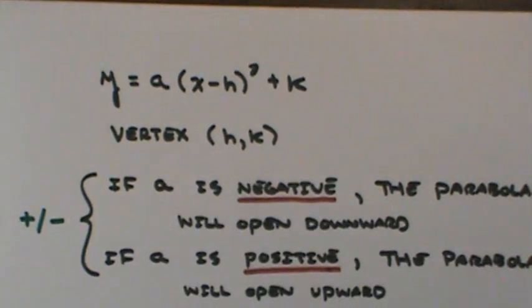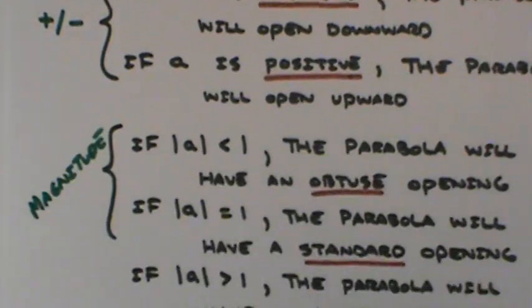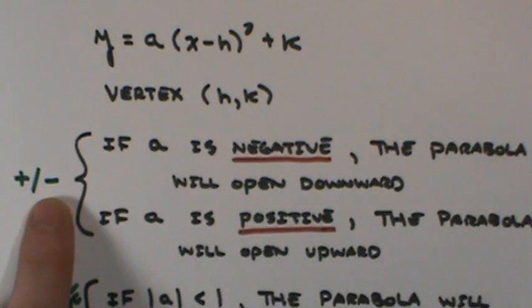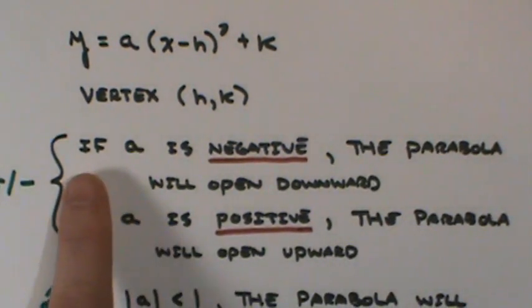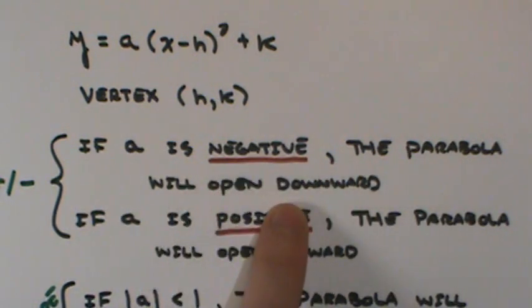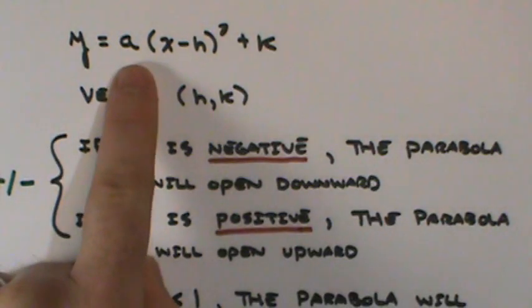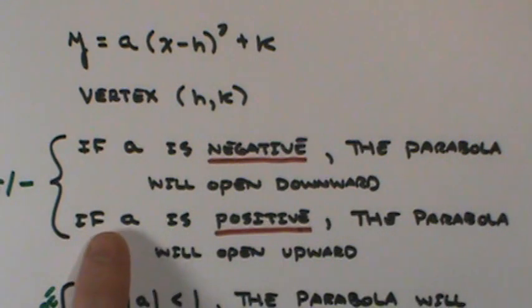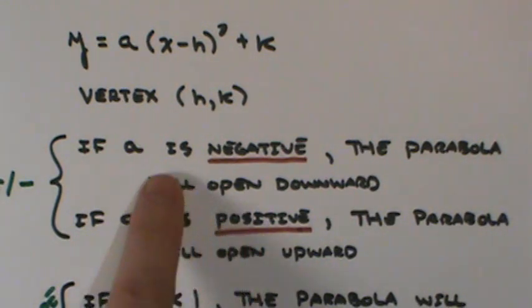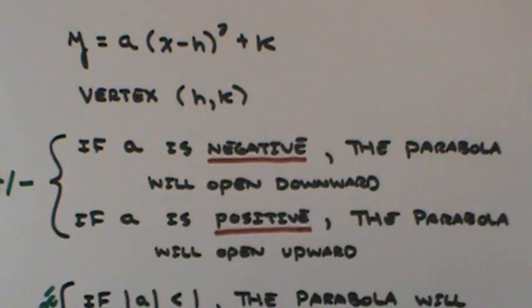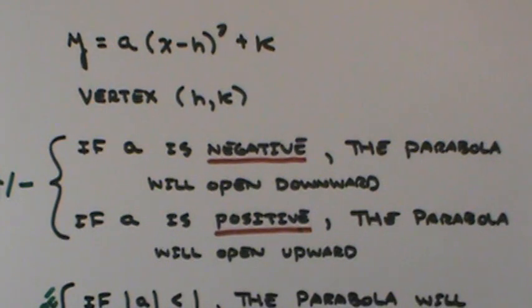The value of a tells us a lot of different things. If a is positive or negative, it tells us stuff. If a is a negative value, we know that our parabola will open downward when we're solved for y. So a negative value for a will force your parabola to open downward. If a is positive, it'll force the parabola to open upward. Negative a values, the parabola opens downward. Positive a values, the parabola opens upward.